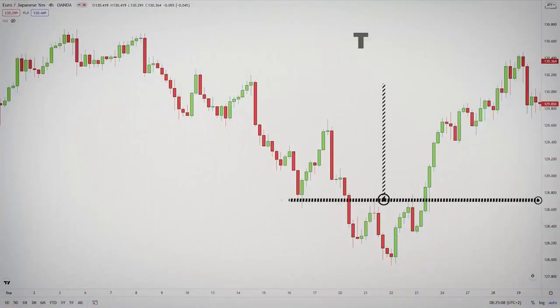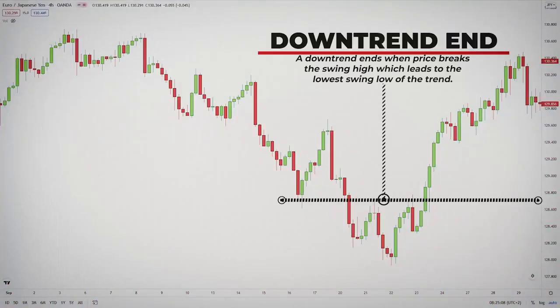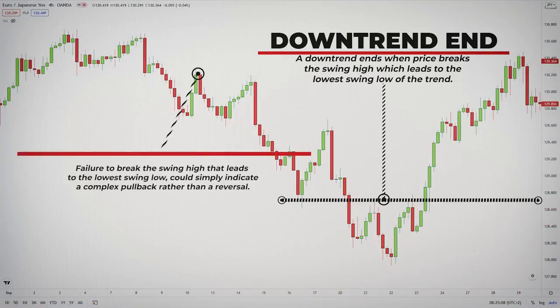A downtrend ends when price breaks the swing high, which leads to the lowest swing low of the trend. Failure to break that swing high that leads to the lowest swing low could simply indicate a complex pullback rather than a reversal. Again, we'll include this concept in our trading strategy. This might sound basic or not important, but determining a trend is one of the most important parts in trading.